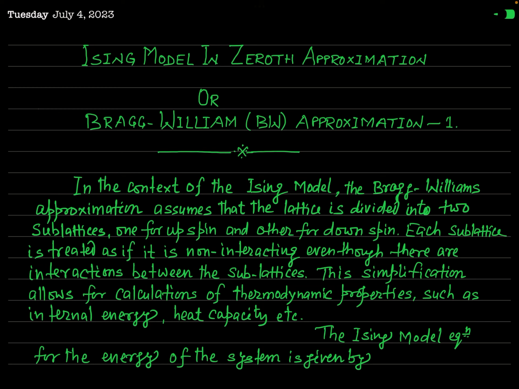Actually, by the use of Bragg-Williams approximation, we basically find the several thermodynamical functions of the system like internal energy, heat capacity, entropy, Helmholtz free energy, and so on. So you can say that the basic aim of Bragg-Williams approximation is to find the thermodynamic functions of the system. Okay.